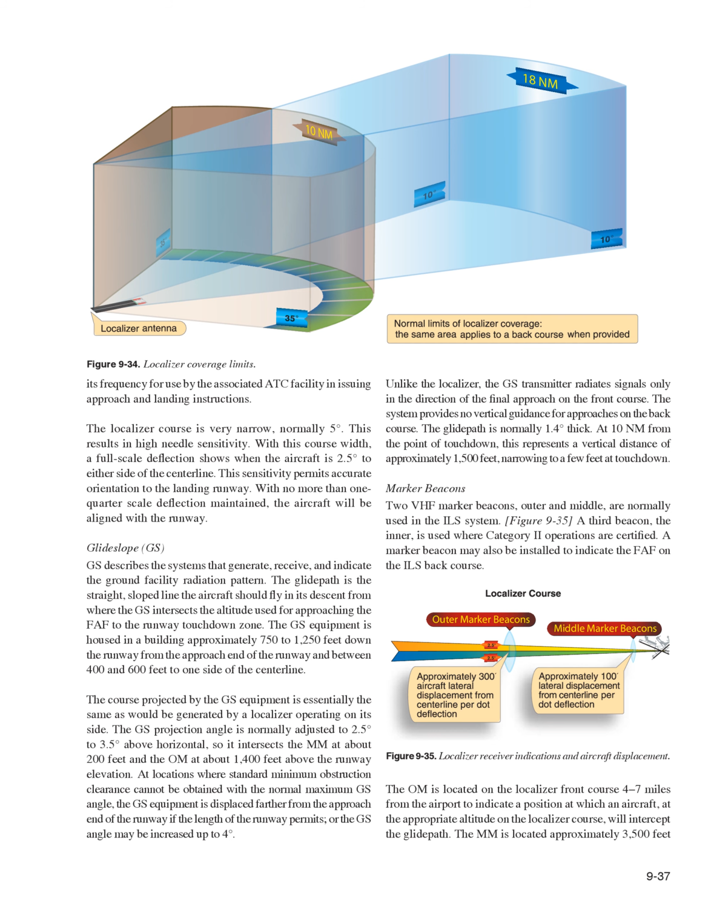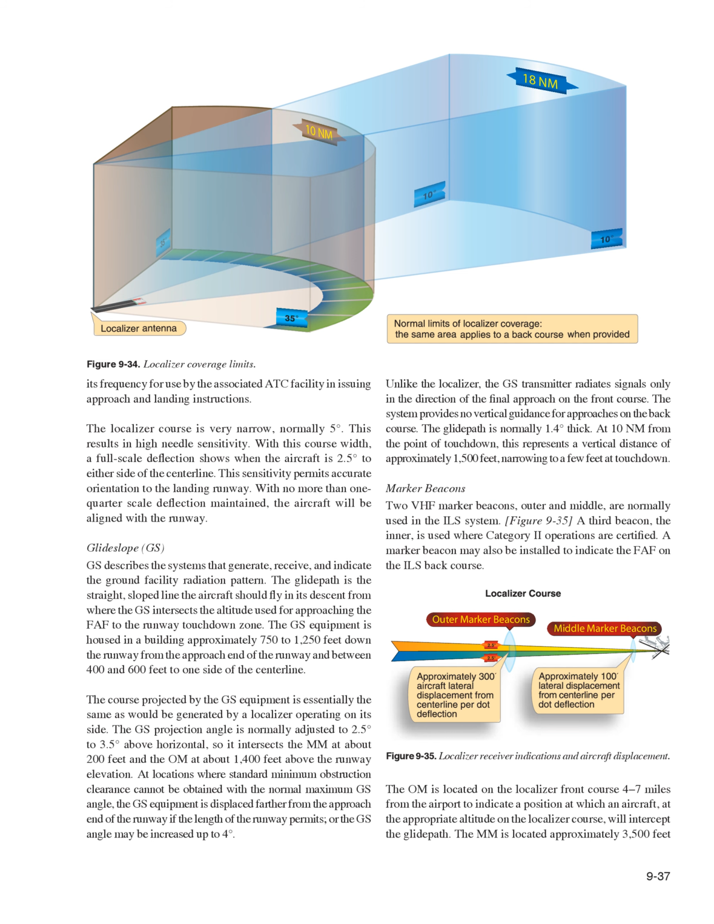The localizer course is very narrow, normally 5 degrees. This results in high needle sensitivity. With this course width, a full-scale deflection shows when the aircraft is 2.5 degrees to either side of the centerline. This sensitivity permits accurate orientation to the landing runway. With no more than 1/4 scale deflection maintained, the aircraft will be aligned with the runway.